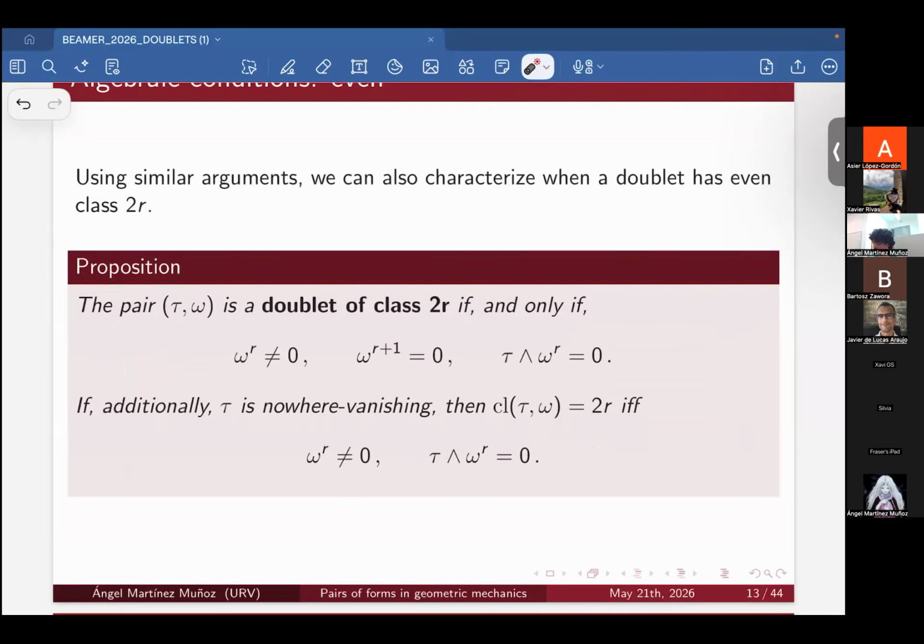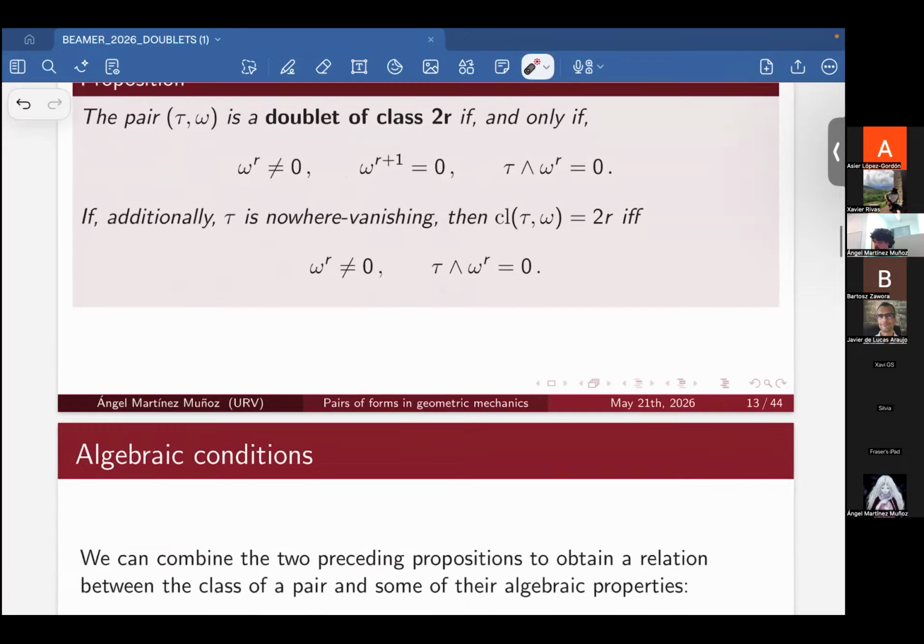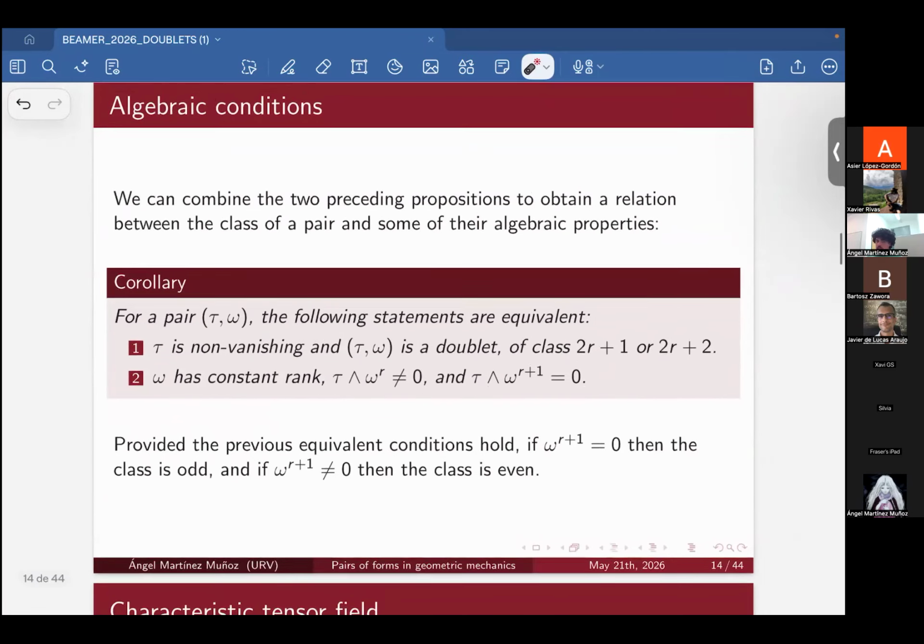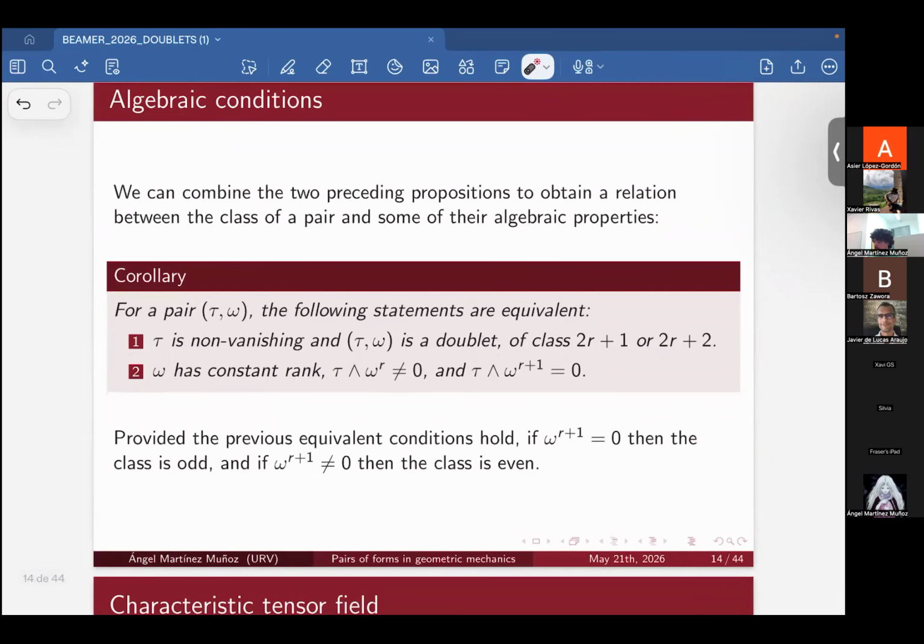Additionally, if you assume that tau is nowhere vanishing, remember that if we had odd class, then tau must be non-zero, but if we had even class, then the rank of tau may vary. It might be 0 at some points and not 0 at other points. If you have that it's nowhere vanishing, then basically you can take out this condition. If tau is nowhere vanishing, these two conditions already imply it.